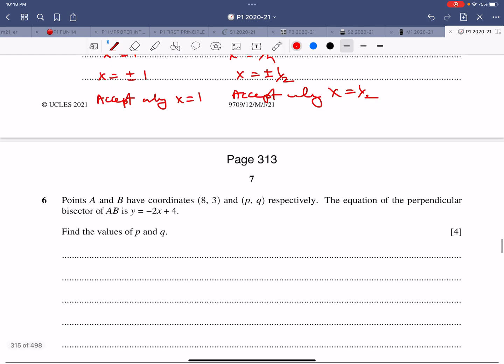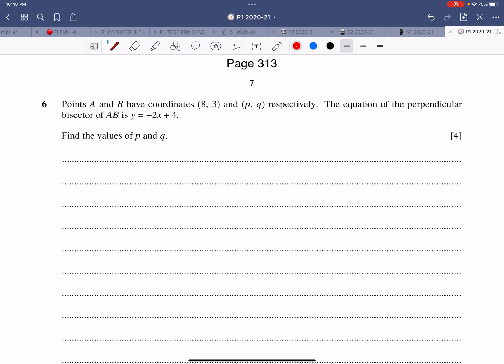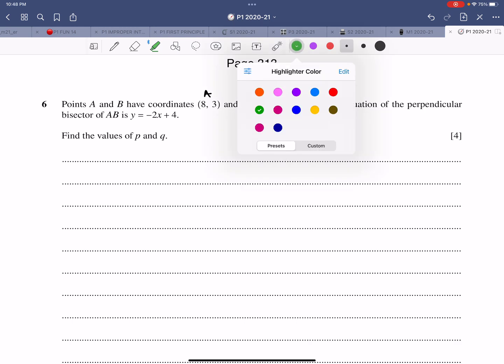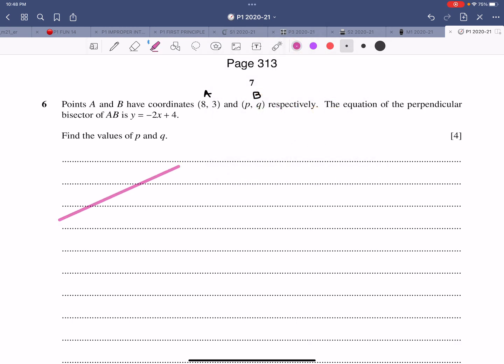5 questions down. Question number 6. A single part question. And it says points A and B have coordinates such and such. So we have A, which is 8,3. We have B, which is P,Q. The equation of the perpendicular bisector of AB is such and such. So let me draw a small diagram. For example, this is A and this is B, and B is P comma Q, and A is 8 comma 3.